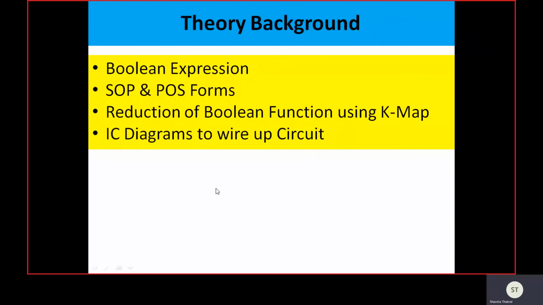Before giving the demonstration of the experiment, I would like to give you some theory background. We are going to discuss what a Boolean expression is, what SOP and POS forms are, then reduction of a Boolean function using K-map, and the IC diagrams to wire up the circuit.